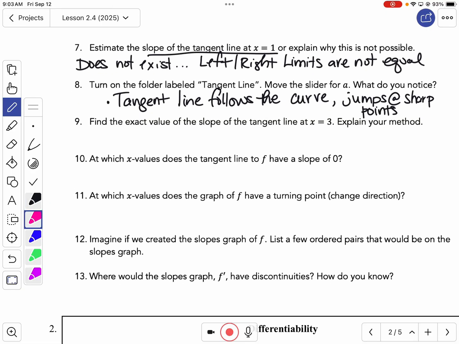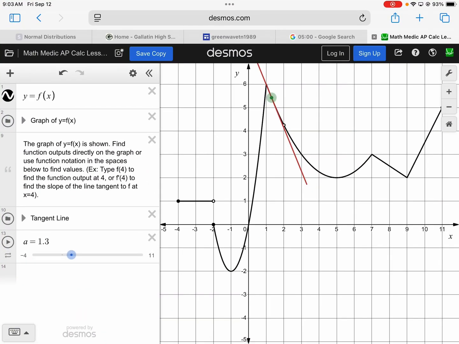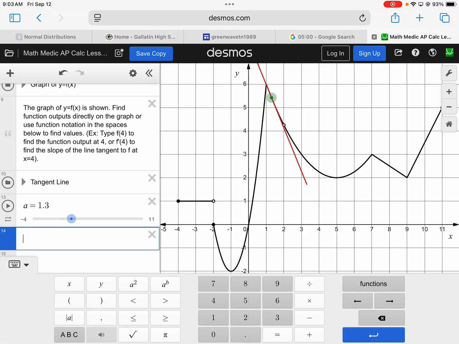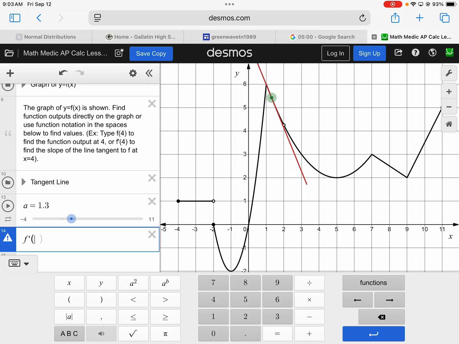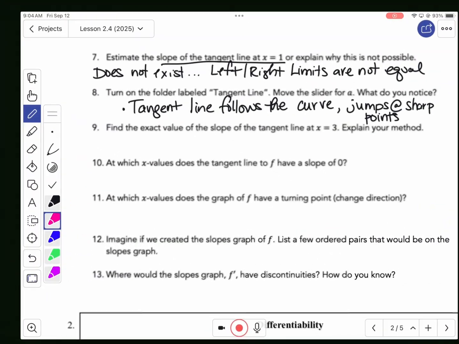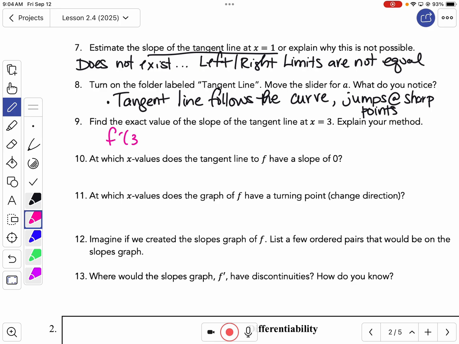Then it tells me to find the exact value of the slope of the tangent line at x equals 3 and explain our method. And so that's kind of nice over here. If I want the exact slope, I could do f prime at 3. And it tells me that it is negative 1, and that's what I would do. I would use Desmos to do that for me. So we could just evaluate f prime at 3, which is negative 1.